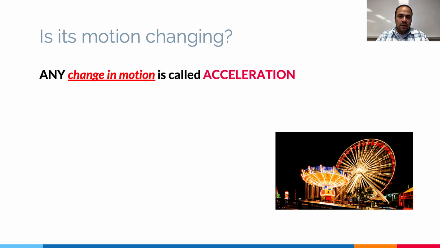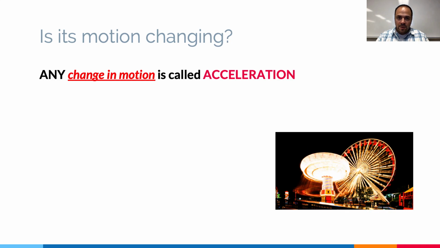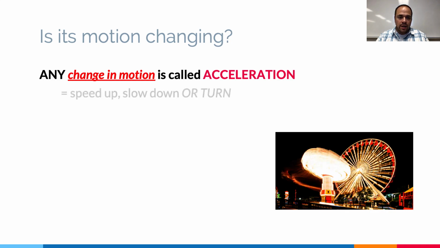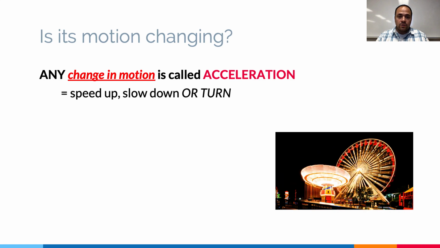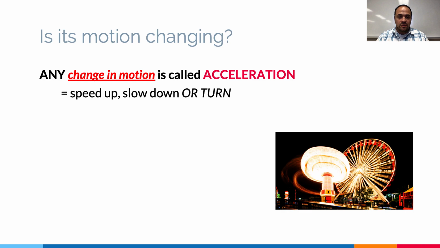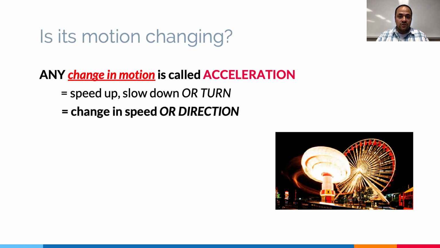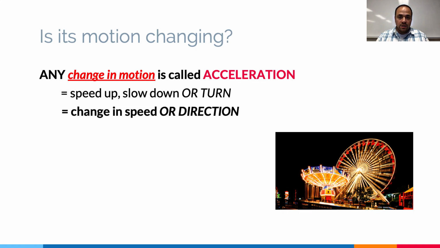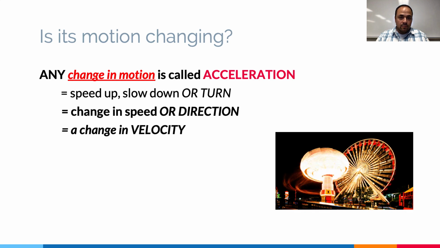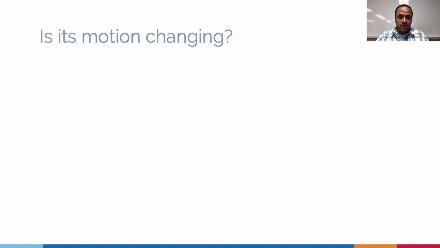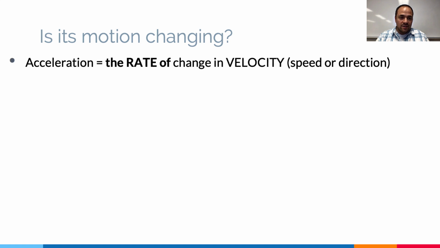And so when we're talking about any of those, whether you're speeding up, slowing down, or turning, those are changes to motion. Those are accelerations. So we say speeding up, slowing down, or turning, changes to speed or direction. And more simply, changes in velocity. That's acceleration. We measure acceleration as a rate of change in velocity. So a rate of change in speed or direction is acceleration.